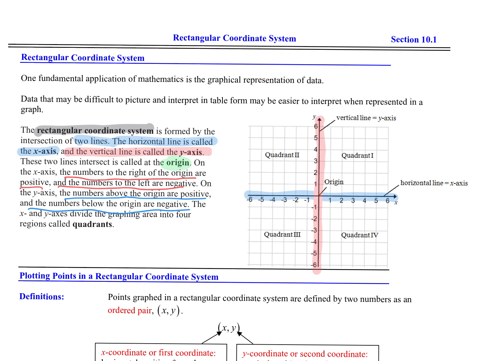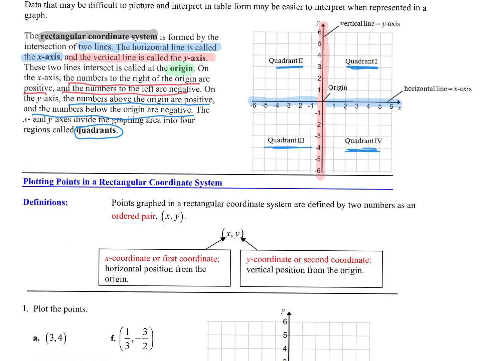The x and y axes divide the graphing area into four regions in what we call quadrants, and these are labeled here. So it's quadrant 1, quadrant 2, quadrant 3, and quadrant 4. I like to think of the rectangular coordinate system as almost like a map, and if I was trying to tell someone where to go, I could think of it in that way.